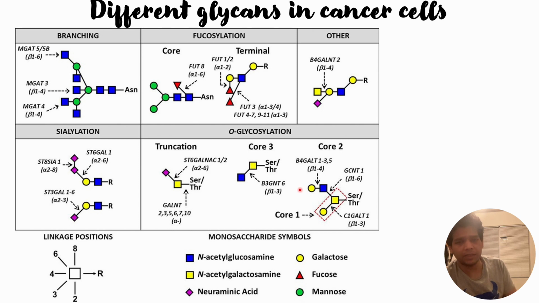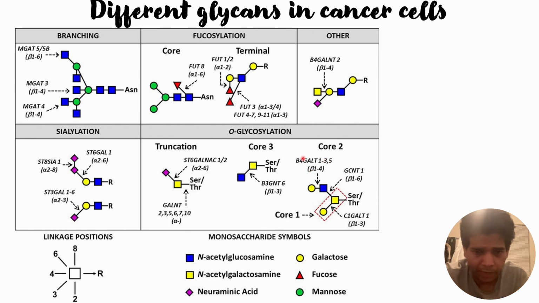Other truncated structures can be formed at core 1, core 2 and core 3. The enzyme C1GALT1, with beta 1,3 linkage, helps in this structure formation, where galactose will bind to the GalNAc. This is the core 1 structure, and the upregulation of GCNT1 helps in the beta 1,6 linkage of GlcNAc to this galactose.